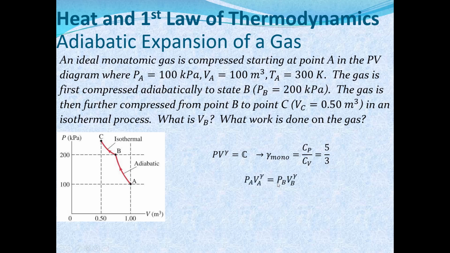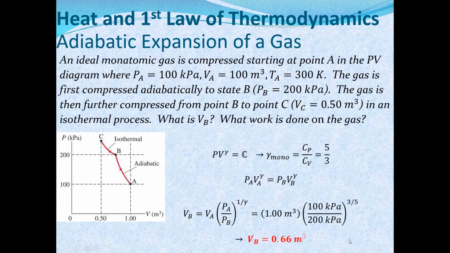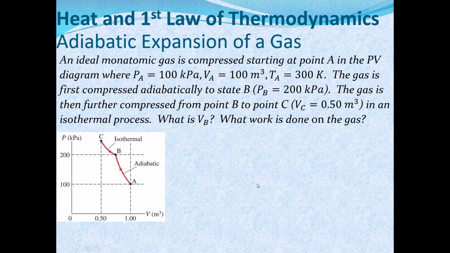From setting the values for state A and state B equal to each other, moving it around so that we're solving for VB, plugging our numbers in. I don't have to actually convert these values as long as they're in the same units. And we end up getting that volume at B is 0.66, which does kind of make sense. It is in between 0.5 and 1.